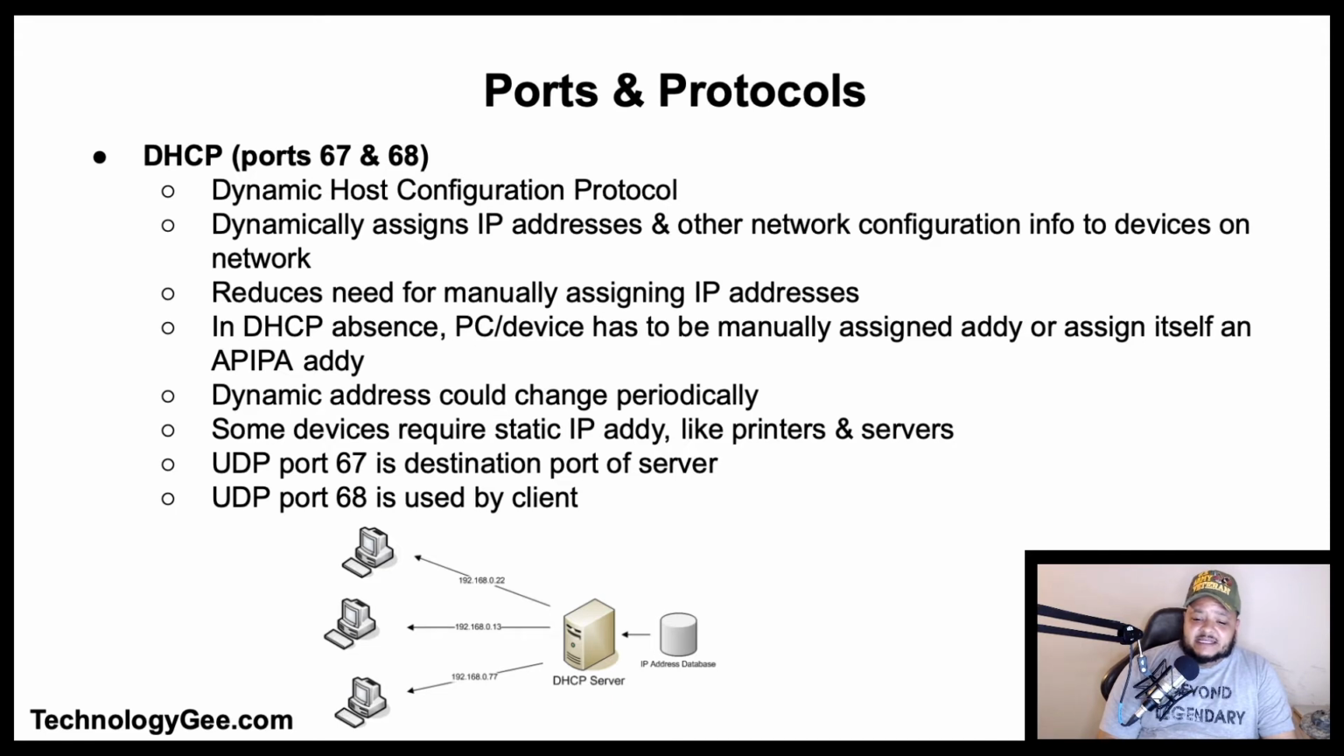In the absence of a DHCP server, a computer or other device on the network needs to be manually assigned an IP address or to assign itself an APIPA address, the latter of which will not enable it to communicate outside of its local network. If you get your address from a DHCP server, you are getting your address assigned dynamically and it could change periodically. Some devices on the network require static addresses that do not change, such as printers and servers, which have to be assigned manually by a network administrator. This enables these devices to be more reliable and easily accessible over time. And DHCP uses ports 67 and 68, whereas UDP port 67 is the destination port of a server and UDP port 68 is used by the client.